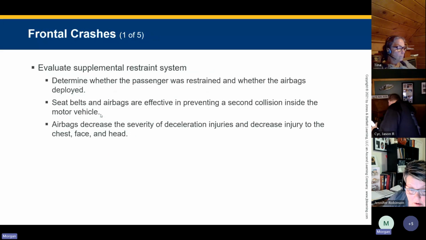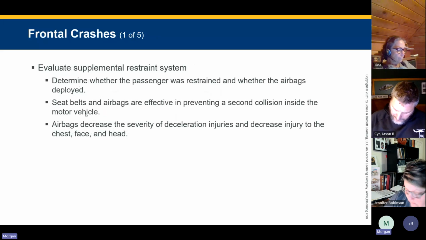So for frontal crashes, evaluate the supplemental restraint system. Anytime I go to any vehicle accident, I always ask whether you're wearing your seatbelt. In Maine, it's illegal not to. New Hampshire is live free or die. So if you're above 18, not everybody wears them.